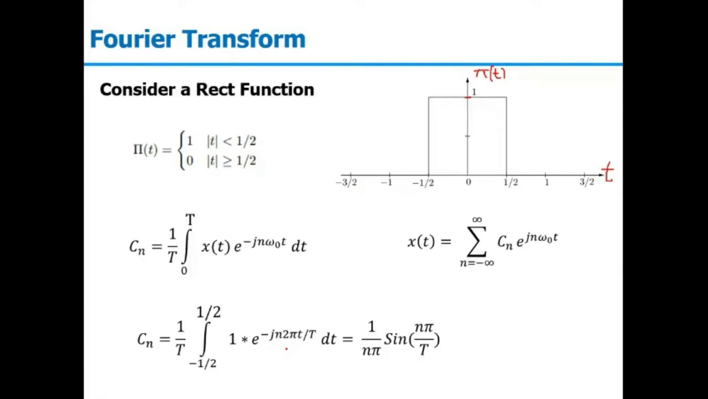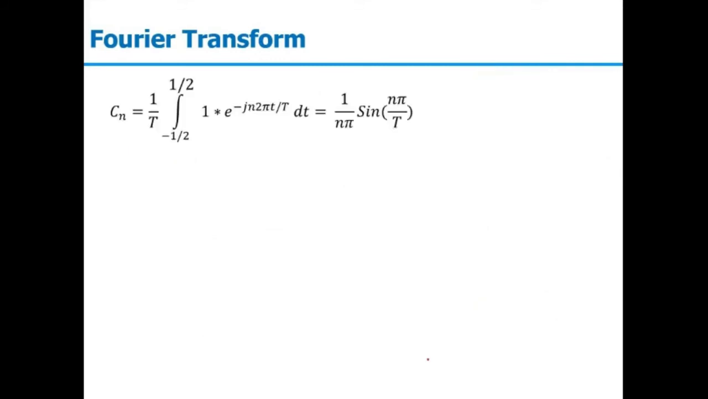So Cn is 1 by T integration from minus half to half, x(t) times e to the power minus j n omega naught t dt. Here omega naught is 2 pi by T, 2 pi upon capital T. So we have replaced omega naught by 2 pi by T. And when we solve this, it will be 1 upon n pi sine of n pi by T.